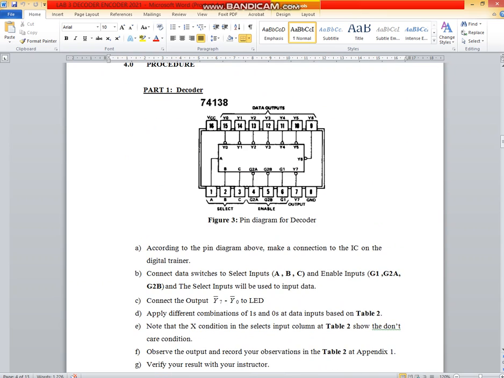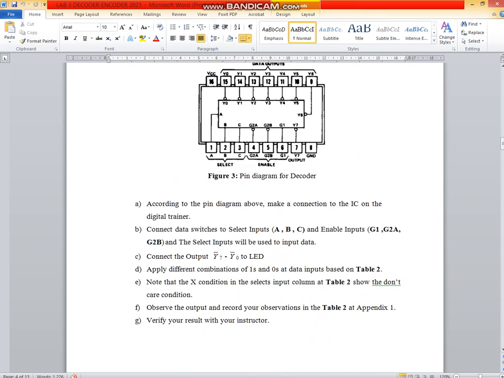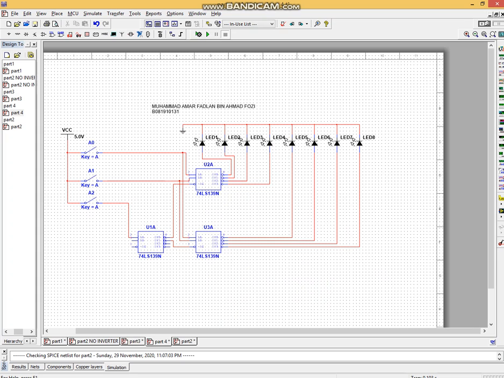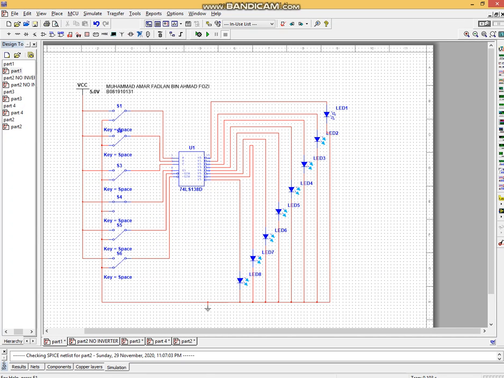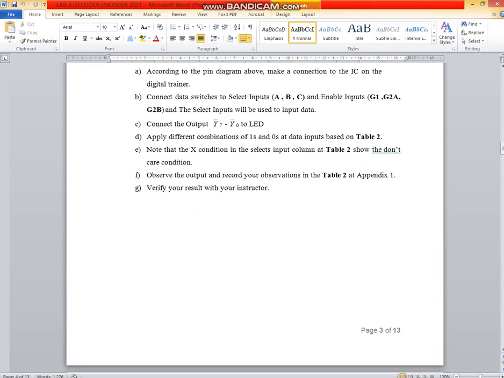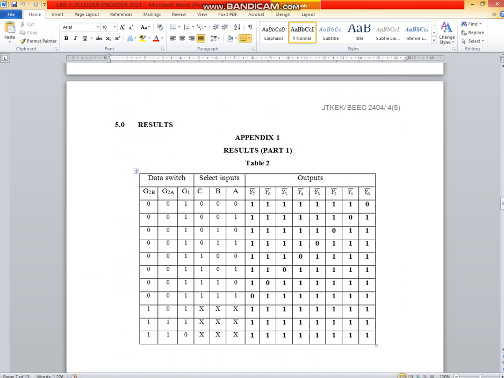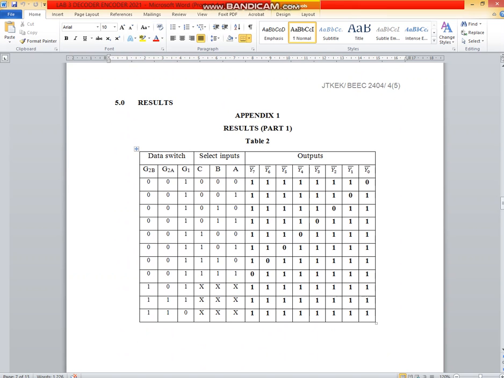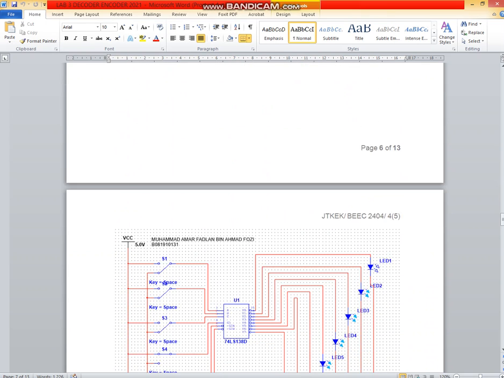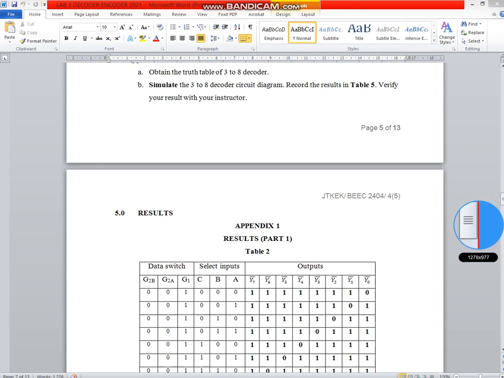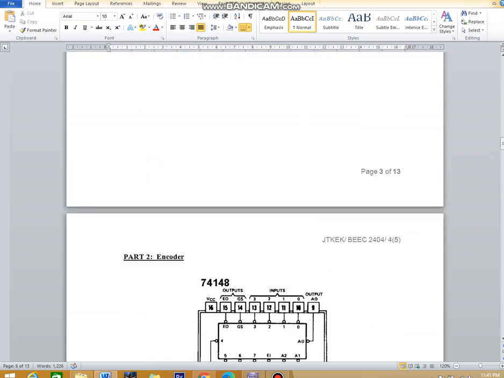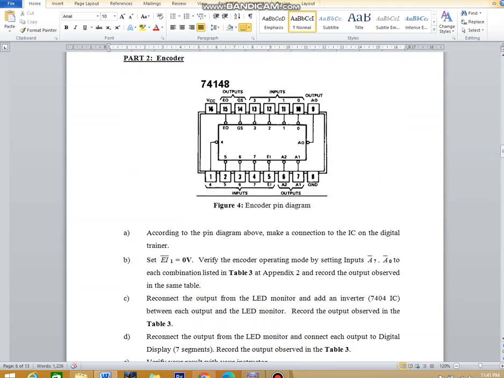Part 1, decoder. Okay, I've already done all of the 4 parts here, and then I have compiled it and put the result in the table. So here is what I got. Then we go through to part 2, which is encoder.